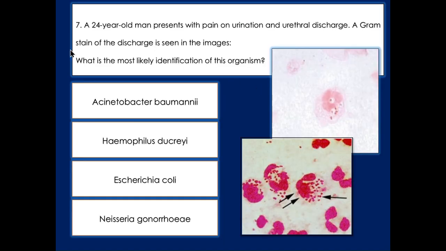7. A 24-year-old man presents with pain on urination and urethral discharge. A Gram stain of the discharge is seen in the image. What is the most likely identification of this organism?